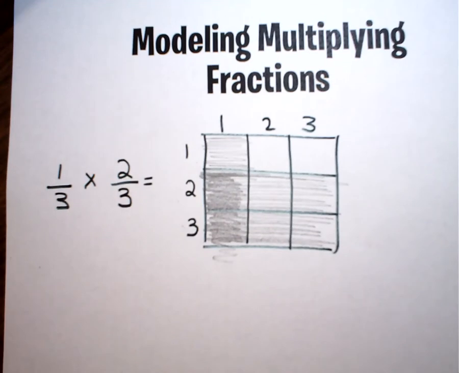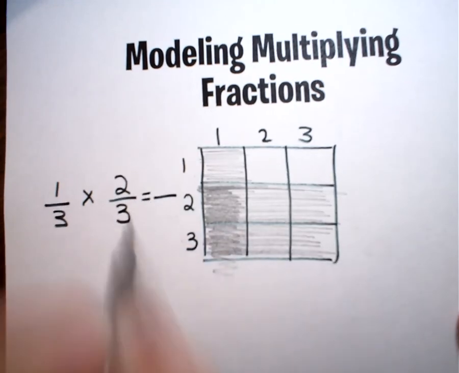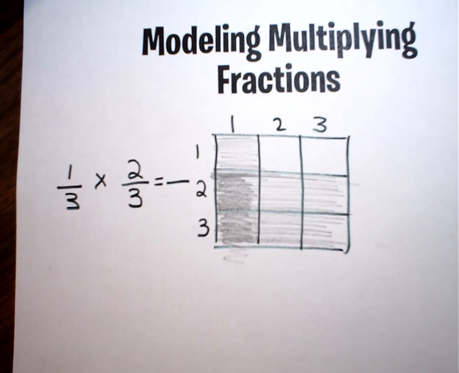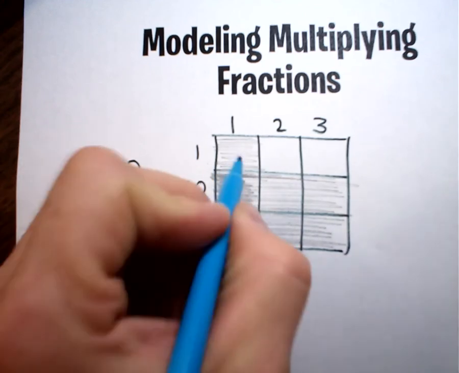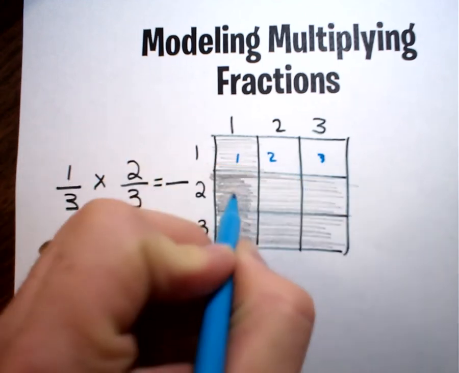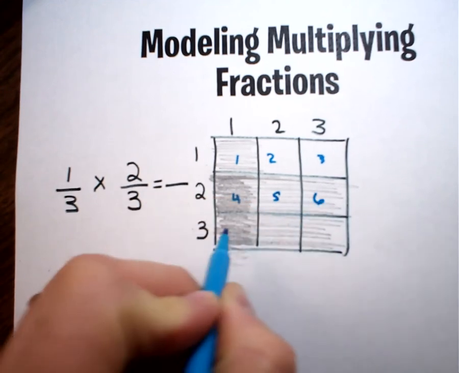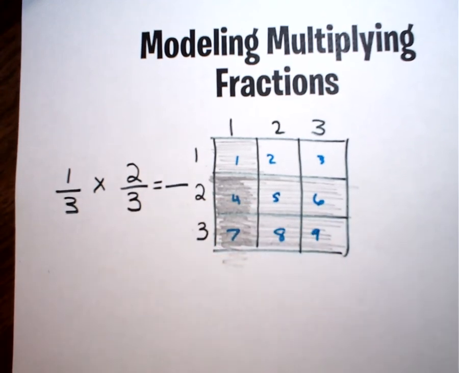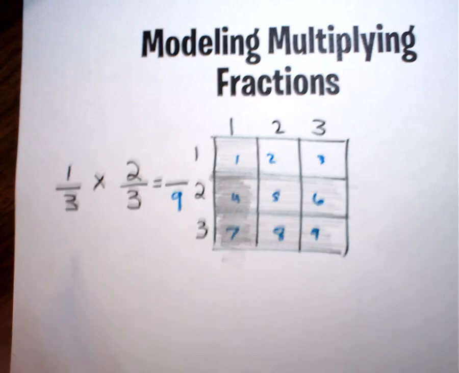So to get the fraction that is our product, the denominator is all of the boxes in the whole square. So that would be 1, 2, 3, 4, 5, 6, 7, 8, 9 boxes in my square. That 9 becomes my denominator.